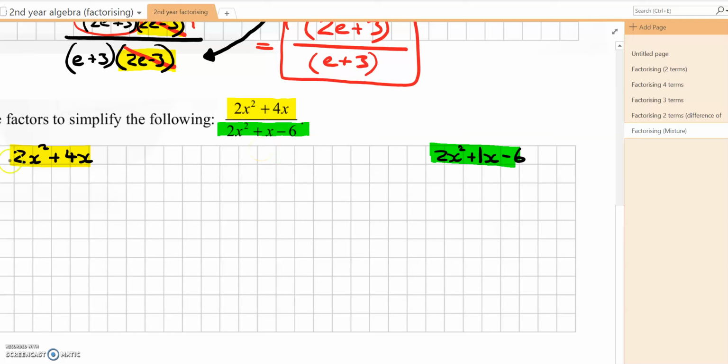Right, let's factorize this one over here. Okay, let's take out what's common. You always start with that method and see if it works. So, is there a common number?